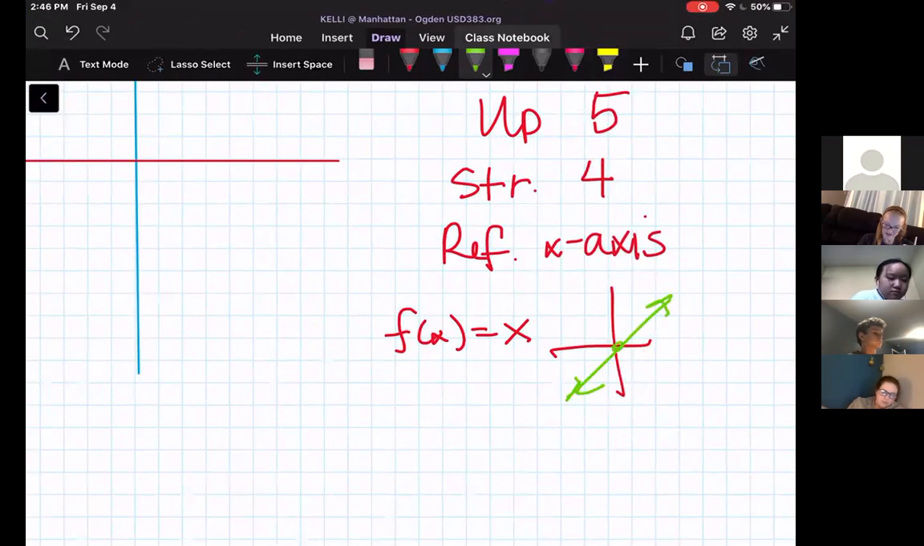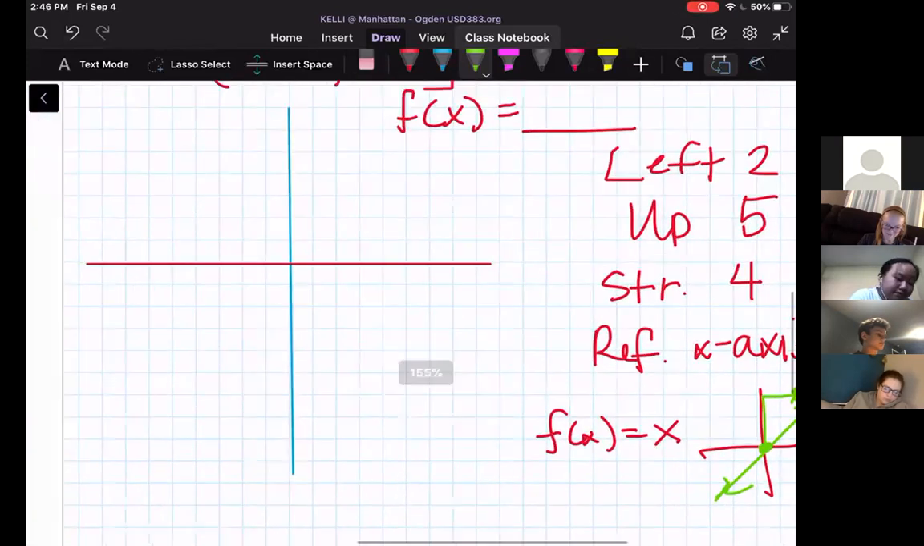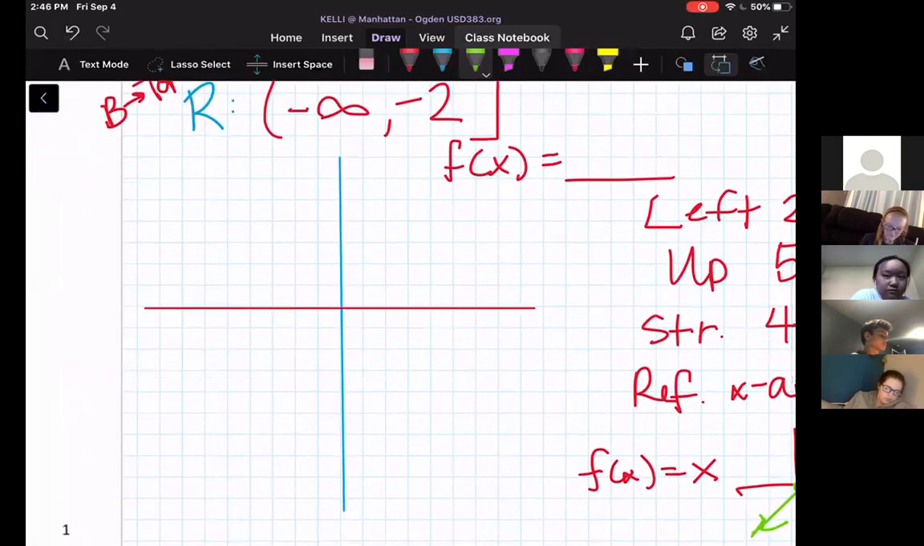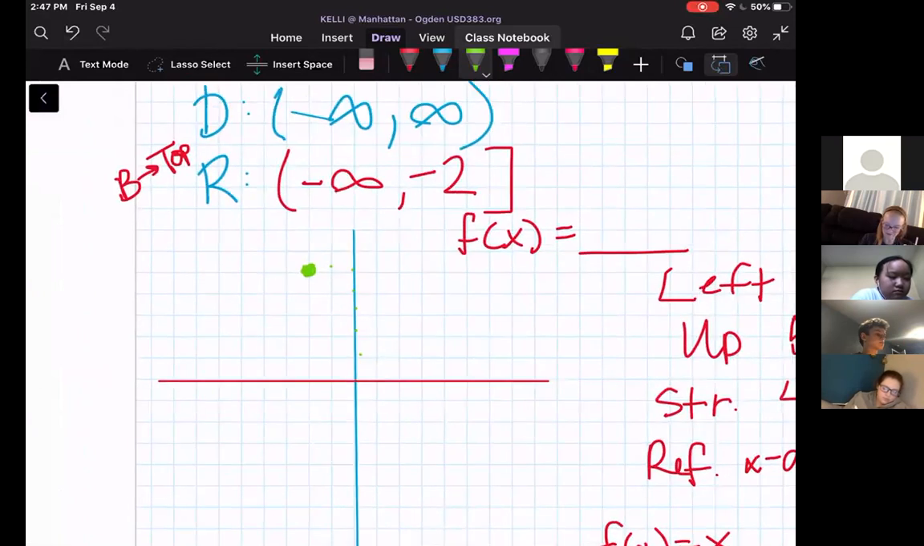So I want to move this guy up 5 and over 2. We're going to reflect across the x-axis, so whatever point that origin got moved to, we're going to move it down here. And we're going to stretch it by 4. Up 5: 1, 2, 3, 4, 5. Left 2. We're reflecting across the x-axis. Well, let's draw what it looks like first before we reflect.